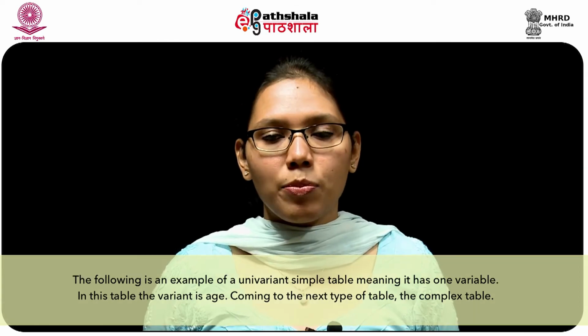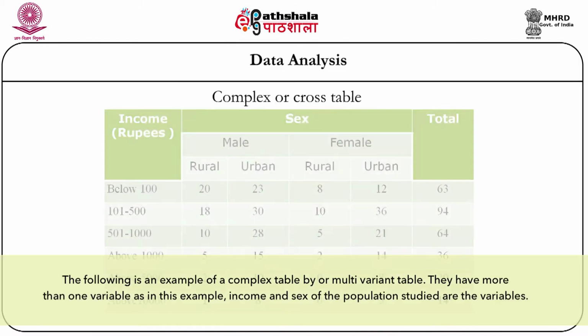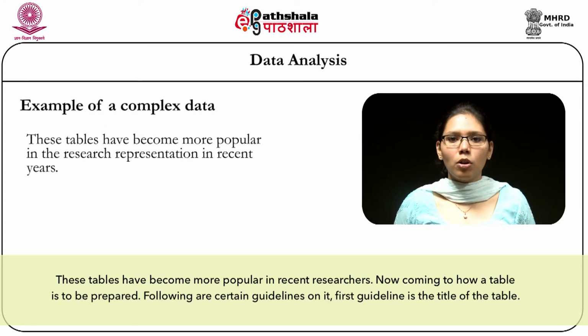Coming to the next type of table, the complex table. Following is an example of a complex table, or a multivariate table. They have more than one variable, as in this example, income and sex of the population studied are the variables. These tables have become more popular in recent researches.